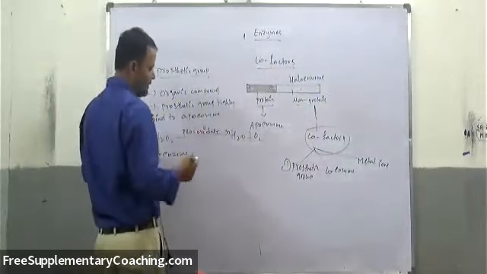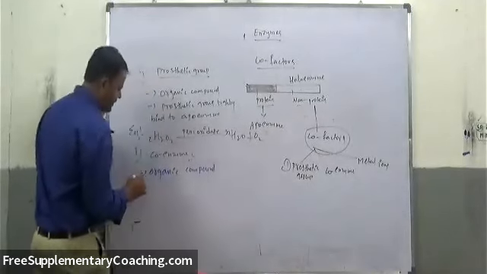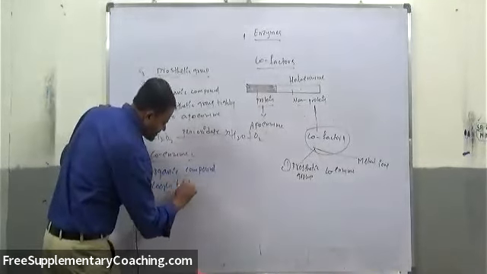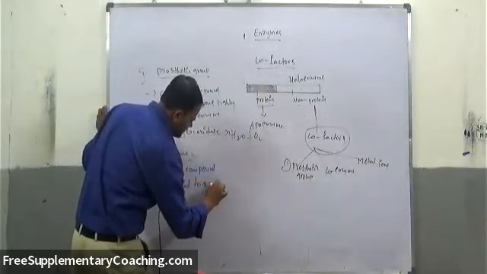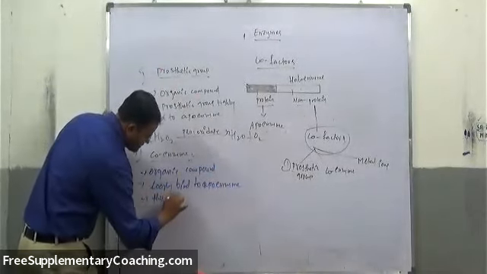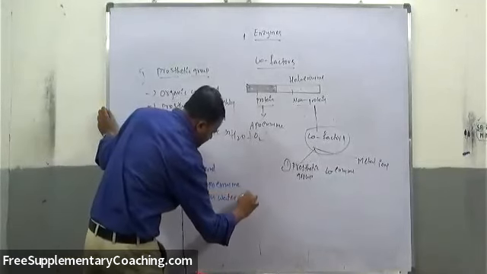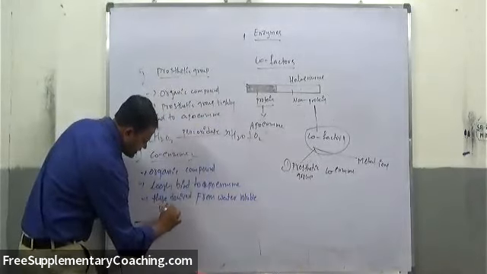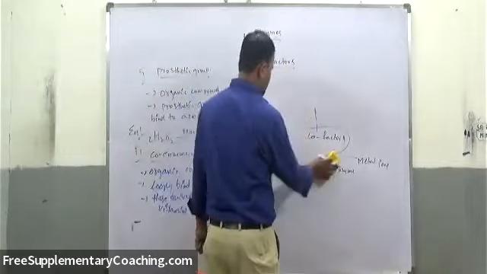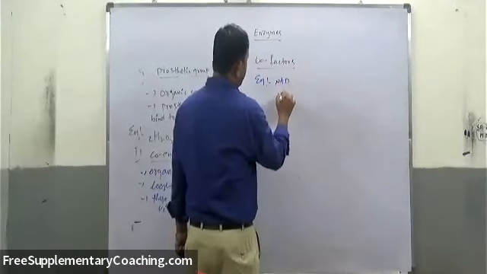Coenzymes are organic compounds. They are loosely bound to the apoenzyme, and they are derived from water soluble vitamins. Examples are NAD and NADP.